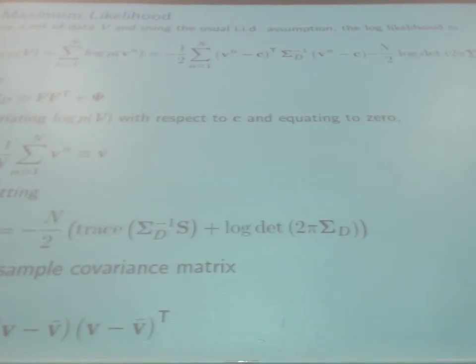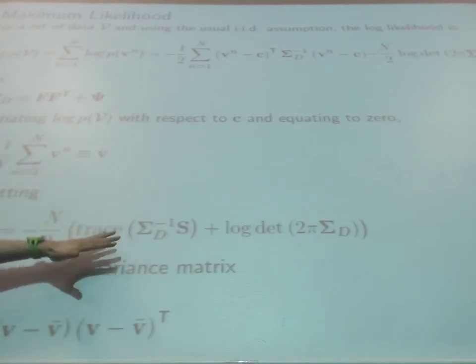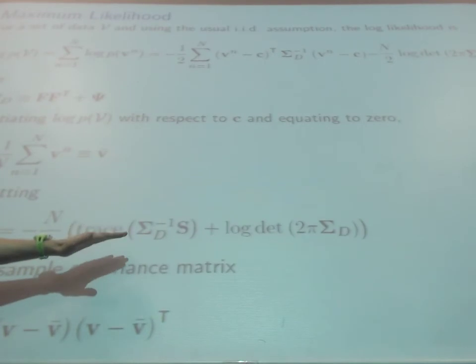Okay, so now you've only got two things left. You've got the psi and you've got the F. You've got rid of C. You have to now maximize this expression with respect to psi and with respect to F. The problem is that's not doable, and there's no closed form solution for that.